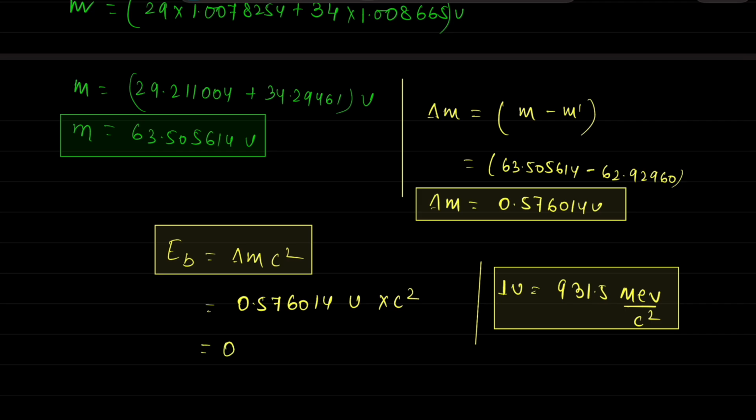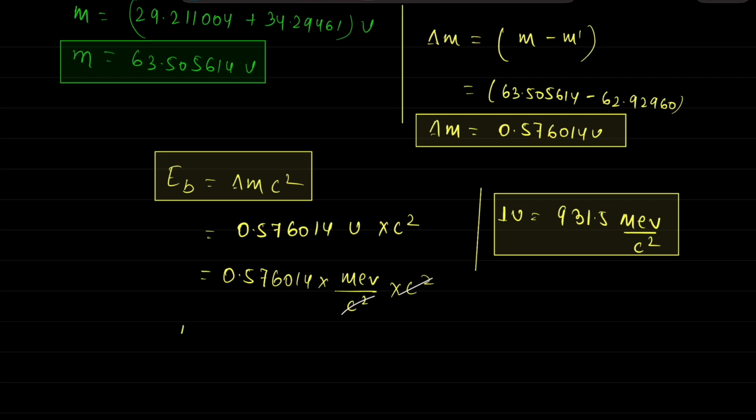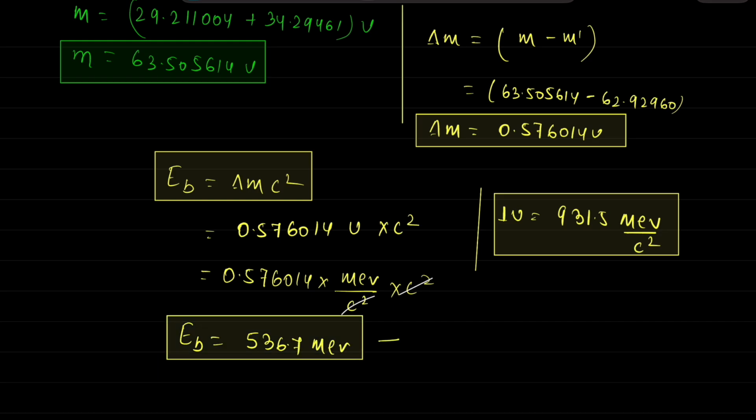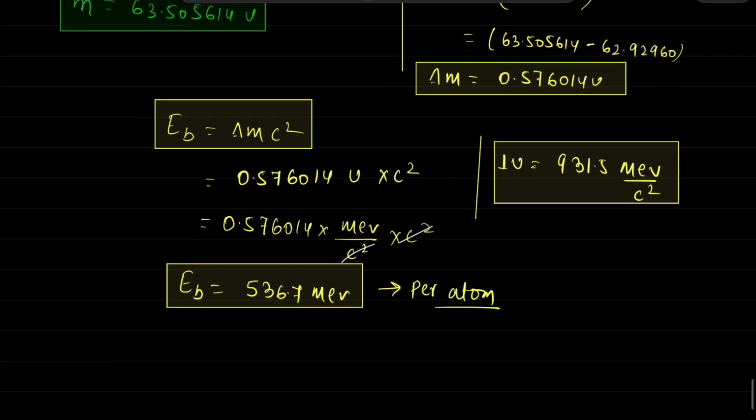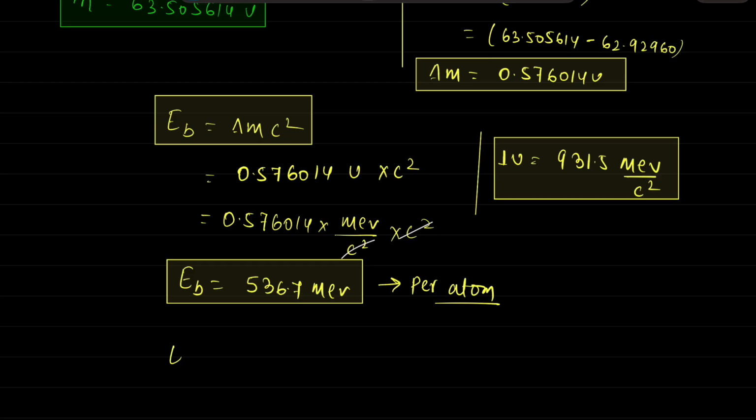So directly we can write 0.576014 into MeV by c square into c square. So c square gets cancelled. Our binding energy is equal to 536.7 MeV. This is the energy per atom. And now we have to find the total energy. For the total energy, we need to multiply the binding energy by the number of atoms.